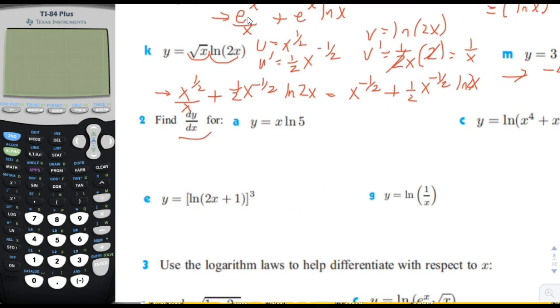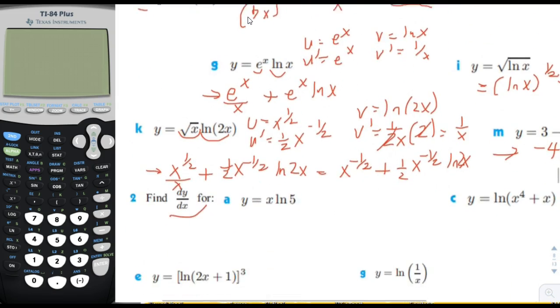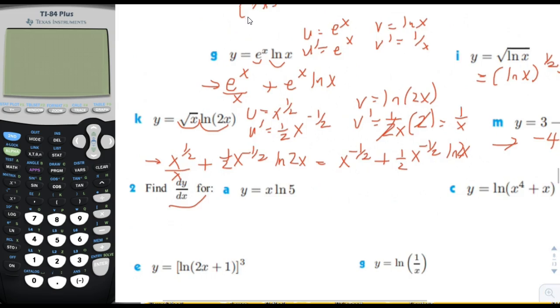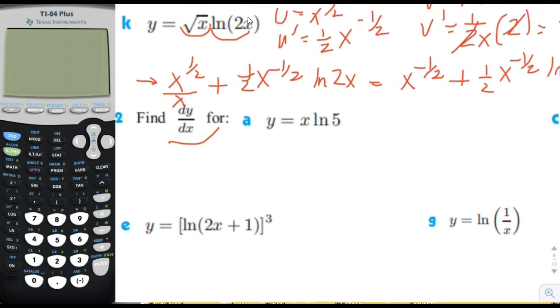Okay, what about 2? Find dy dx for, and now it's the same thing, they're just asking for it in a different way. First they say find the gradient function, then they say find dy dx. It's the same thing. They're just trying to get you used to the different language.